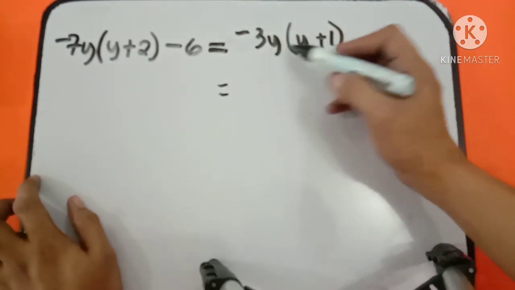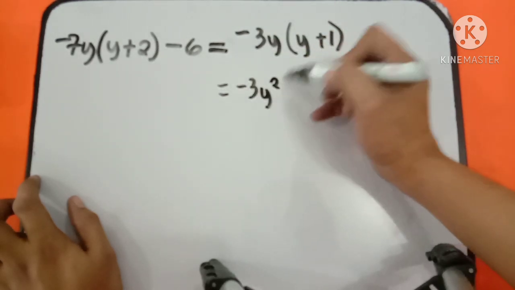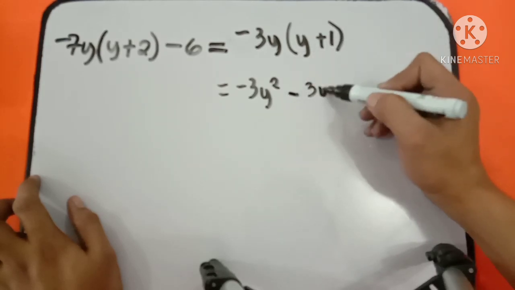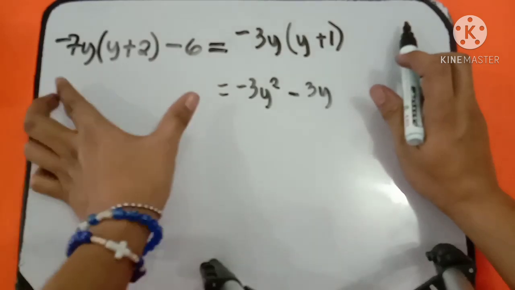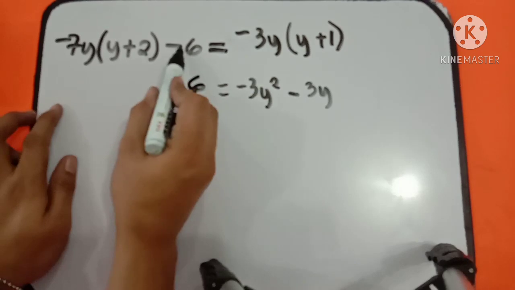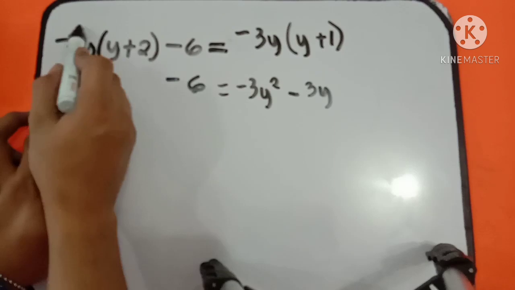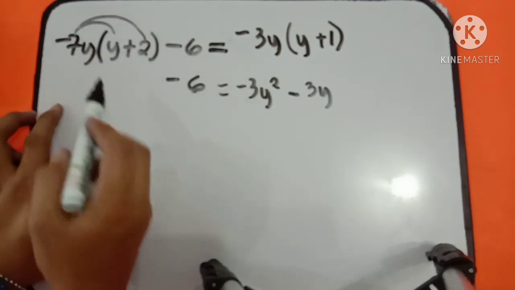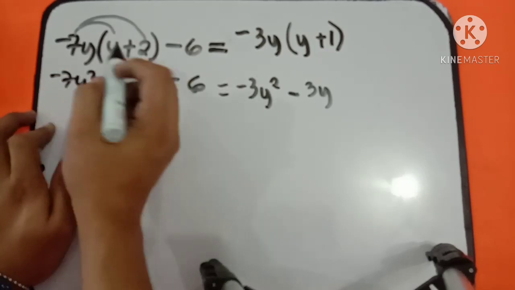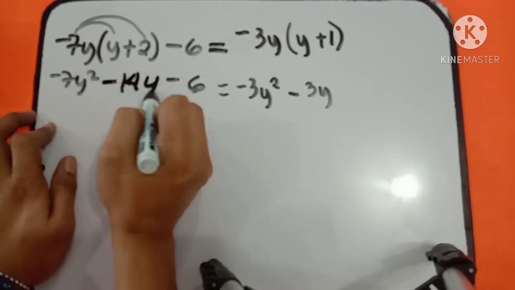So we have here negative 3y times y will give us negative 3y squared. Negative 3y times 1 is simply negative 3y. Then, the terms on the left side. So, we have to copy first this negative 6 because this is a constant. So, this one we have to distribute to the terms inside the parentheses. So, negative 7y times y will give us negative 7y squared. Then, negative 7y times 2 is negative 14y.